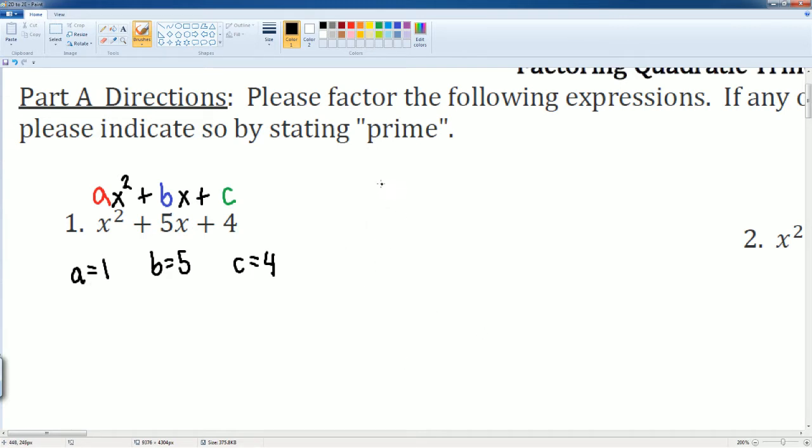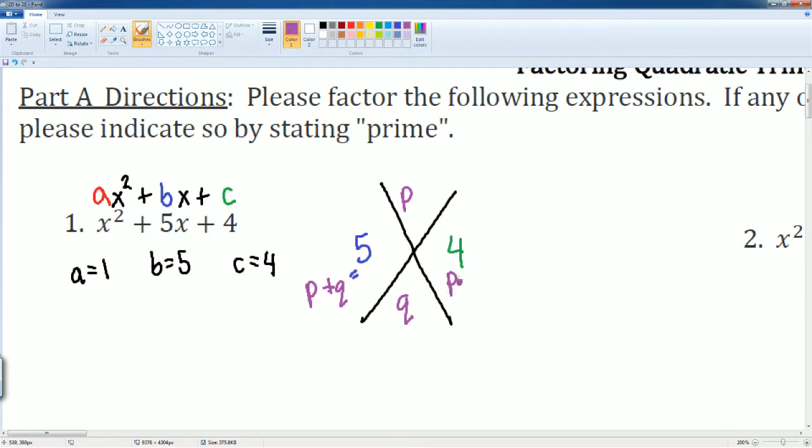The way we organize it is we like to draw an X. We put that b value here, which is just 5, and then we put the value of c here, which is on the right. We want to find 2 letters, P and Q, such that P plus Q will be equal to 5, and if we multiply P times Q, that gets you your 4. We just have to come up with those numbers.